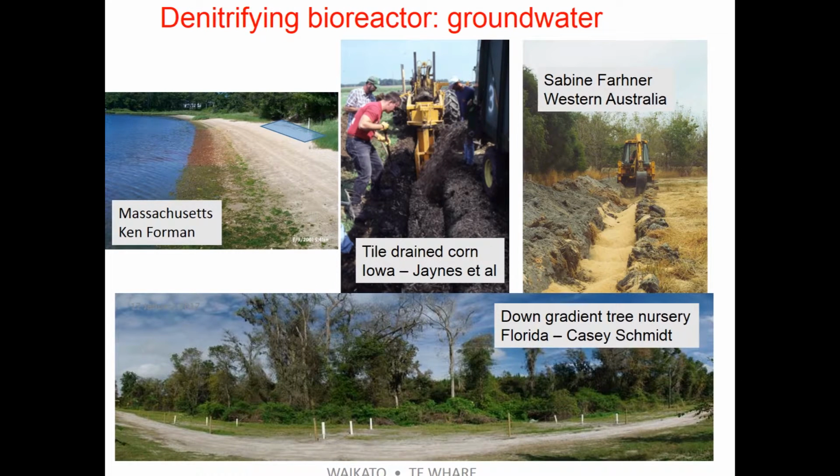Other people then started picking this up, trying similar sorts of things. So this was in Massachusetts, Iowa, around tile drains. Sabine was, I've never met her, but awesome honours project where they put a wall in below a feedlot, and then a guy in Florida put one downstream of a plant nursery. And all of these systems were having good nitrate removal. I could show you data, but I'll move on to other systems now.